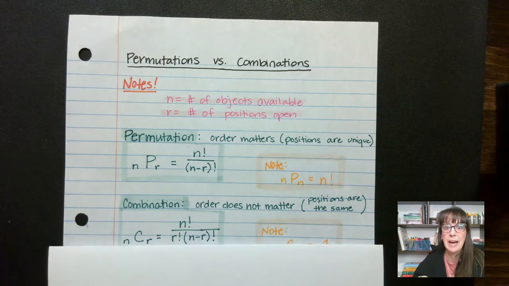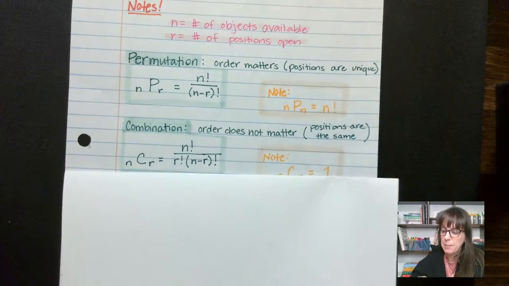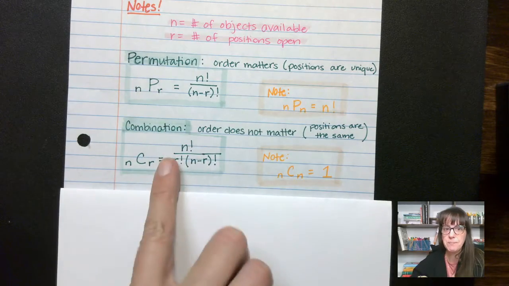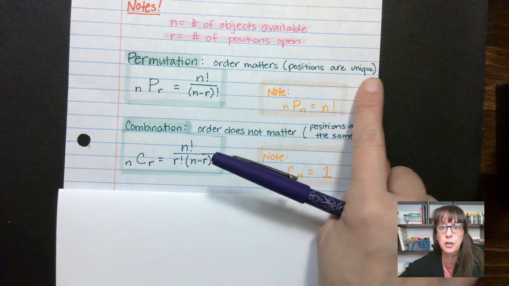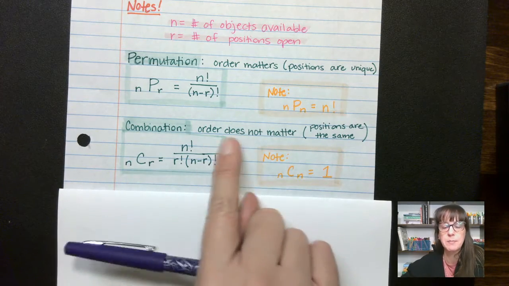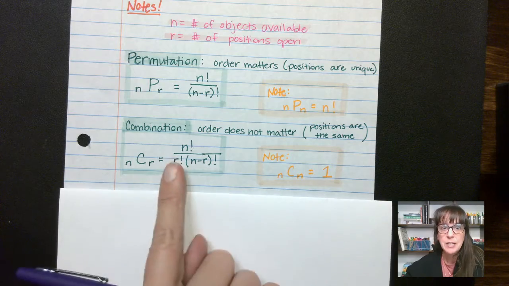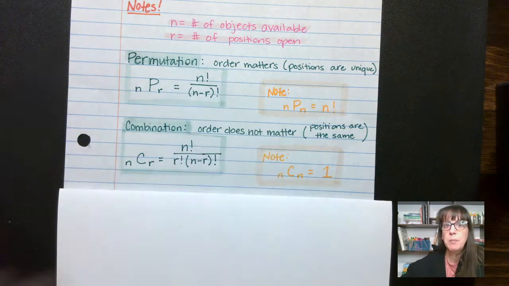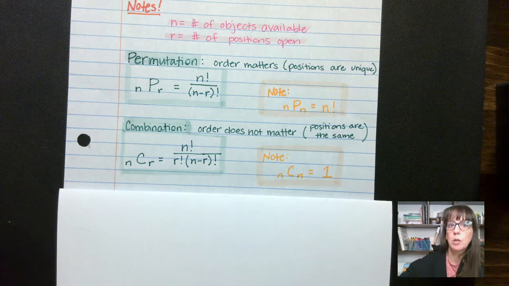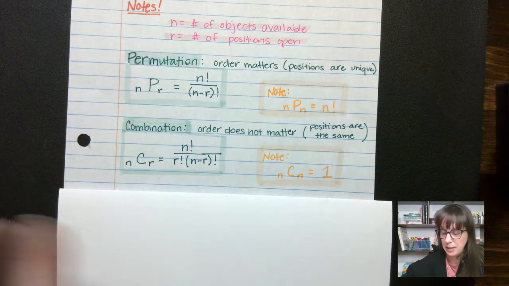So the first one that we have is our permutation and combination. The difference of the two is permutation, your order matters. Those positions are unique. Combination, your order doesn't matter and the positions are all the same. So make sure to copy this information down, especially these formulas. The N represents the number of objects available. The R represents the number of positions available.